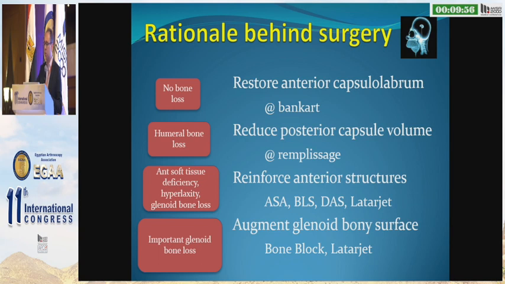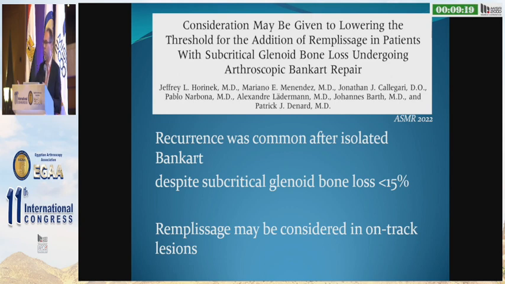If you have no bone loss, then restoring the anterior capsule and labrum should do the job. If you have humeral bone loss, then one should reduce the posterior capsule volume with the remplissage perhaps. If you have anterior soft tissue deficiency, hyperlaxity, minor glenoid bone loss, then reinforcing the anterior structures may do the job, like augmentation with subscap and/or with the long biceps. But if you have an important bone loss on the glenoid side, then you should use some sort of bony augmentation. Now, this interesting recent study by these experienced surgeons showed that the recurrence was common after an isolated Bankart despite subcritical glenoid bone loss below 15%.